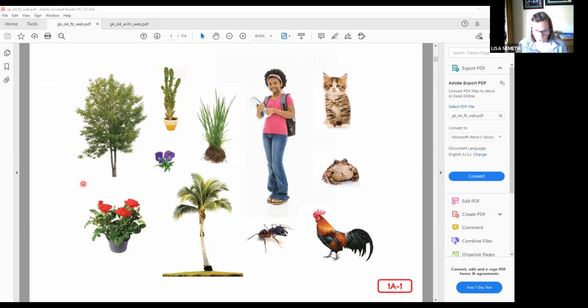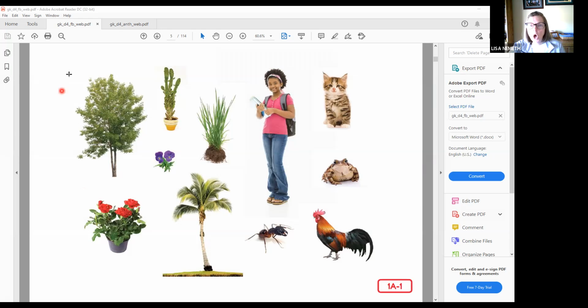All right, so there are also non-living things, okay? Like a rock would be a non-living thing. A rock doesn't grow, it doesn't need water, it doesn't need air, it doesn't need food. A rock just sits there. A piece of paper is not a living thing either. It doesn't need water, air, or food. A piece of paper is something that you would use to draw on.